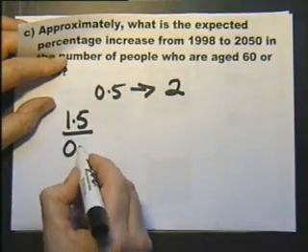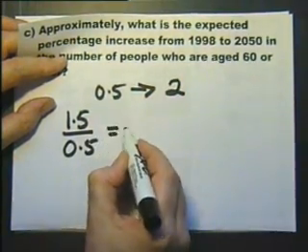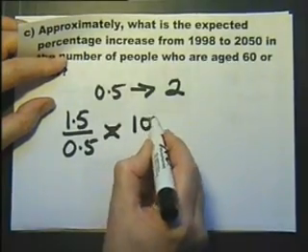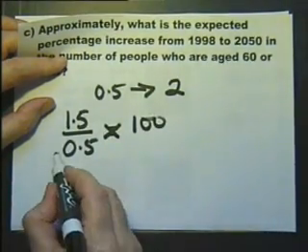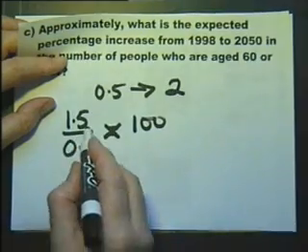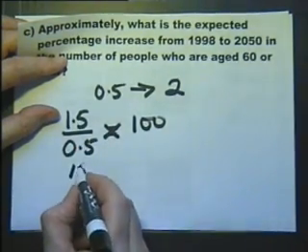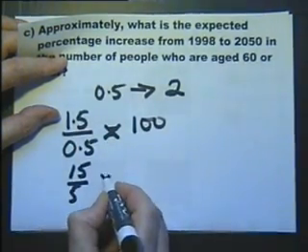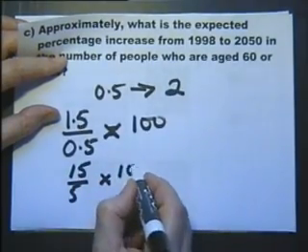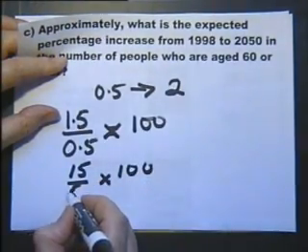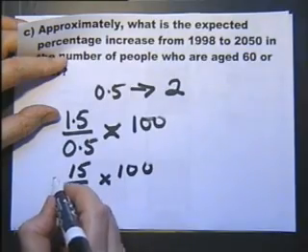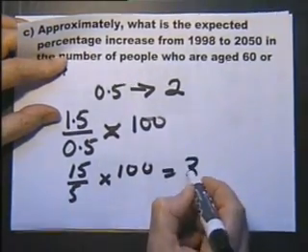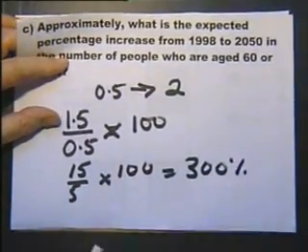Change over the original figure is half, and that needs to be multiplied by 100. Well, this will cancel. Don't normally cancel decimals. In fact, I don't think it's a good idea. You should multiply the top by 10 and the bottom by 10 and then consider cancelling whole numbers. It's safer. Anyway, that will cancel and you'll get 3 times 100, so we're looking at a 300% increase.